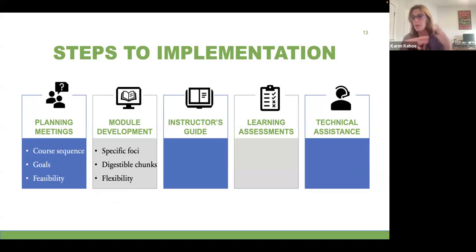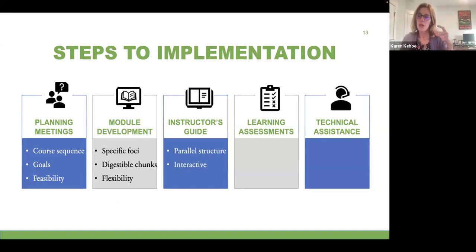And then we wanted to be flexible. Again, this module was implemented in both online courses and in-person courses. And so we wanted the instructors to have flexibility in how they used it. We built an instructor's guide that has a parallel structure to the way that the module is built in our LMS. The LMS that we're using is D2L Brightspace, but it can be used in other LMSs as well, which I'll get to.